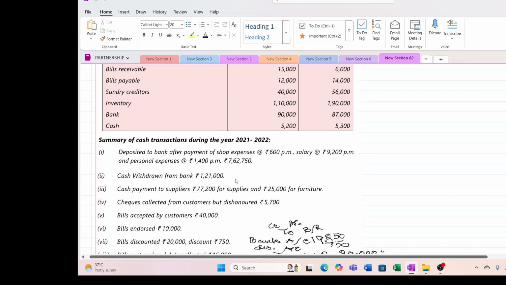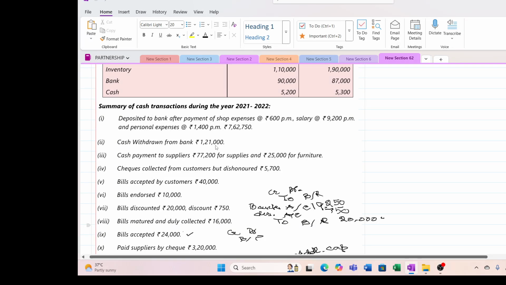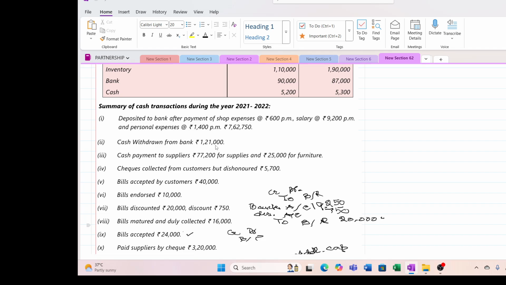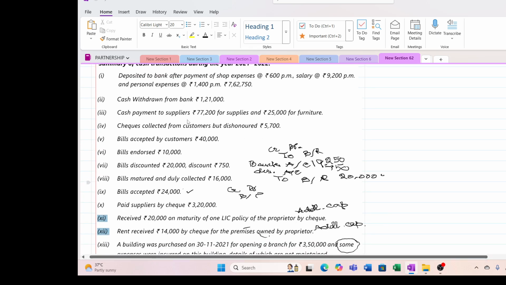7,62,750. Cash withdrawn is given as 1,21,000. Whenever you see cash withdrawn from bank or cash deposited into bank, both the debit and credit aspects appear in the cash book itself, then it becomes a contra entry. Cash payment made to suppliers and some amount is paid for furniture. These are all made in cash.